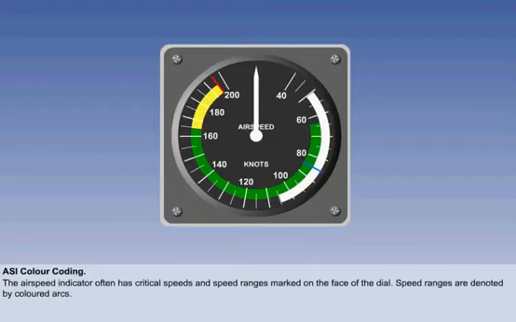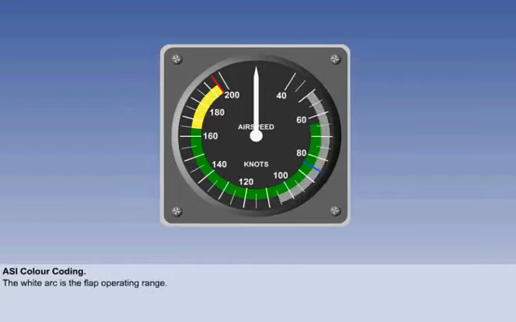Speed ranges are denoted by coloured arcs, and we can see here an example of a typical ASI from a light twin-engine aircraft. ASIs for larger aircraft may also have similar markings. The white arc represents the flap operating range. It starts at the flaps down stall speed, VS0. This term will be defined more fully later. The maximum flap operating speed is known as VFE. In this particular example, we can see that VFE is 105 knots.